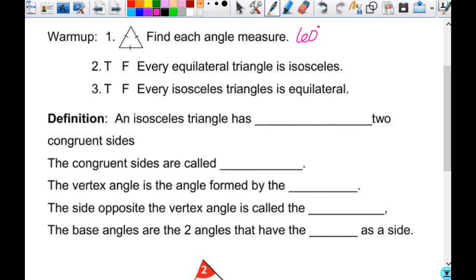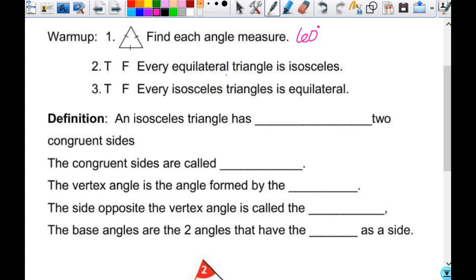Joshua, every equilateral triangle is isosceles. Is that true or false? It's true. So you were a little unsure, and then it's true. So tell me why it's true. So close. Lateral doesn't refer to angles. That refers to what? Sides. Okay. So is every equilateral triangle isosceles?